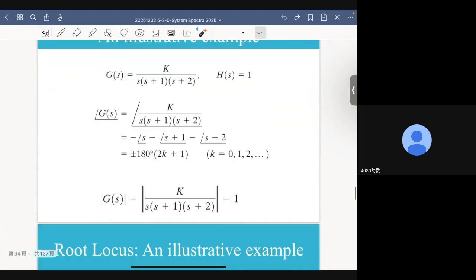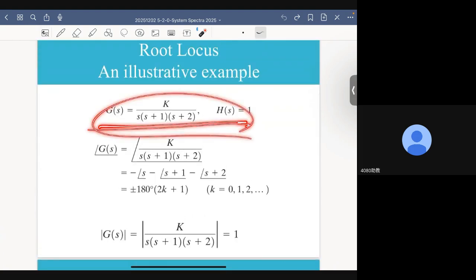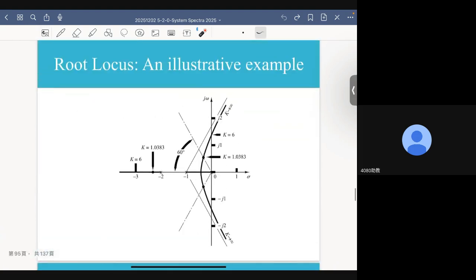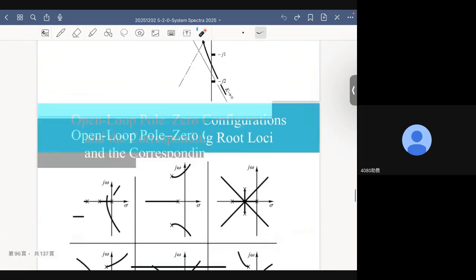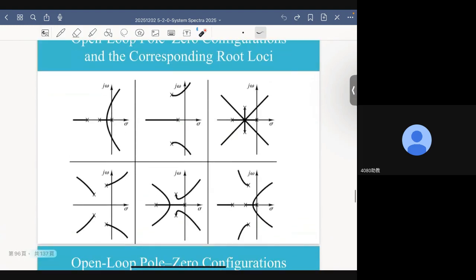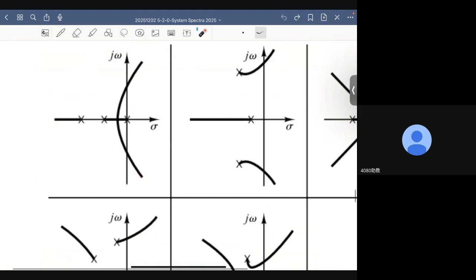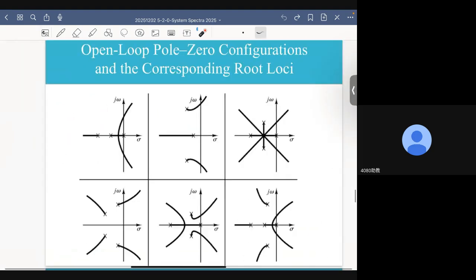Now, as I said, this is one example which shows how poles vary with the gain. All right. Now, of course, this is just one example. If you go to the textbook of automatic control, you will see a lot of root locus. This first example is the example we just inspected, which involved 3 poles.